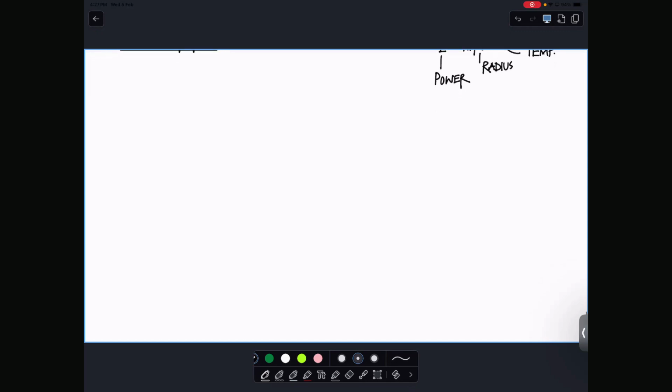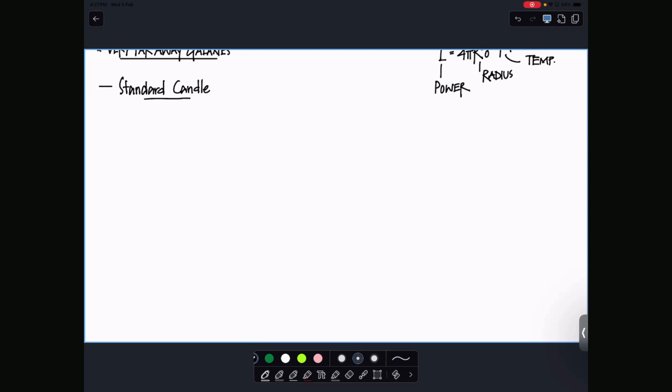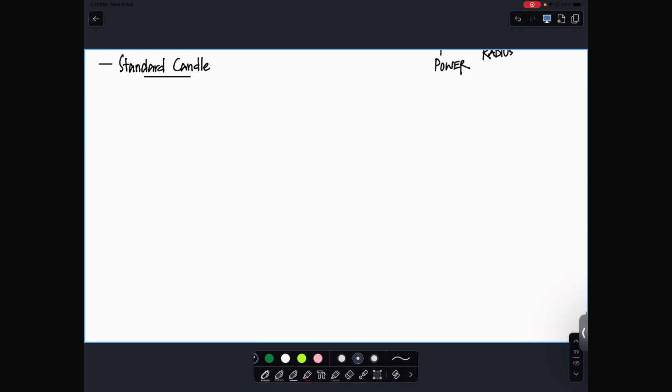So there is this word that's thrown around in your syllabus a lot. It's astrophysics সব জায়গায় use করে. It's called the standard candle. So what's the standard candle? It's called the standard candle method. I talked about this last class. So what's the standard candle method?